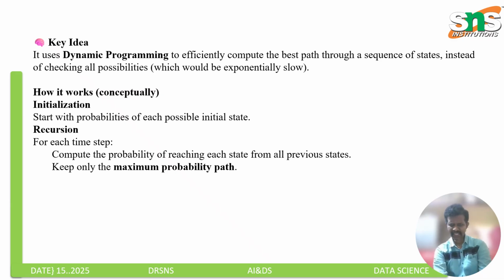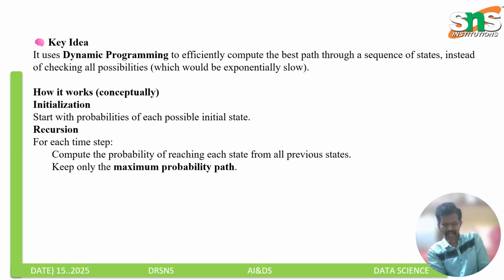Next one, what is the key idea? It means dynamic programming to efficiently compute the best path through a sequence of states instead of checking all the possibilities, which would be exponentially slow. So among different types of paths, we need to get the best path through a sequence of states. Sequence means the flow of states. We don't need to check all the possibilities, but after having a sequence of states, we can give that as the key idea.